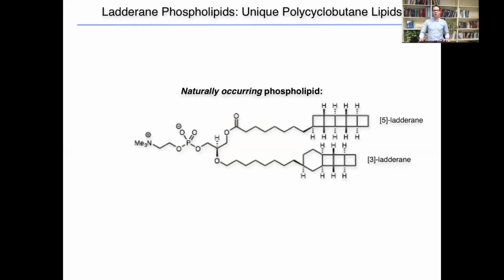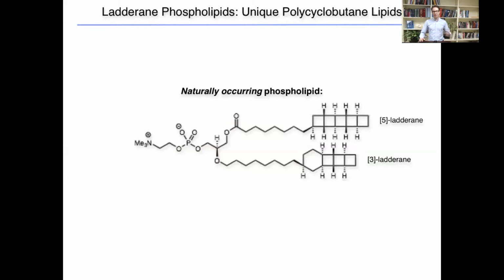So there are two motifs, as we call them, of laterane motifs in these laterane phospholipids. There's a so-called 5-laterane, which is 5 cyclobutanes fused to one another. There's also the 3-laterane, as you see here, with 3 cyclobutanes fused to one another. This is a representative phosphatidylcholine, so it has a phosphatidylcholine head group.